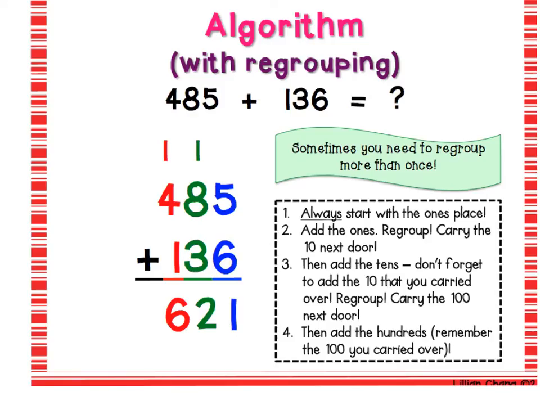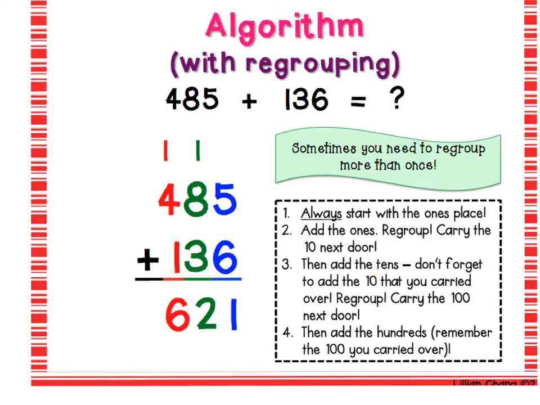Let's look at the equation 485 plus 136. We know that when using the standard algorithm strategy, we have to rewrite our equation lining up the ones, the tens, and the hundreds places. Once we have rewritten our equation, we can add. We always start with the ones place. So 5 plus 6 equals 11. But we know that we can't have an 11 in the ones place. So we have to regroup and carry the 10 next door.